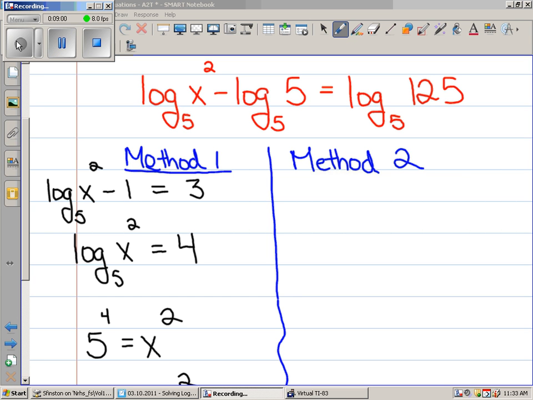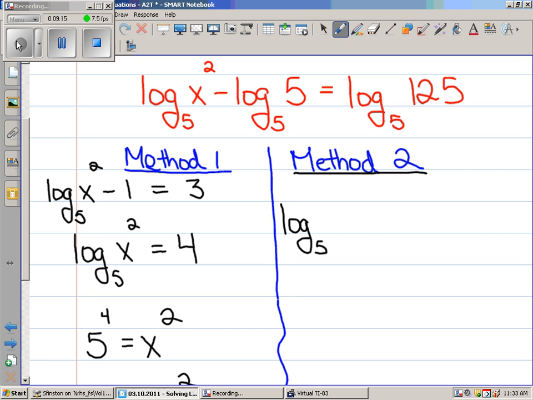The other way you could have tackled the problem is you could say to yourself, I'm just going to use the laws of logarithms, and because these two logs are separated by subtraction, what do you do to their results? You divide them, so that's x squared divided by 5 equals the log 5 of 125.